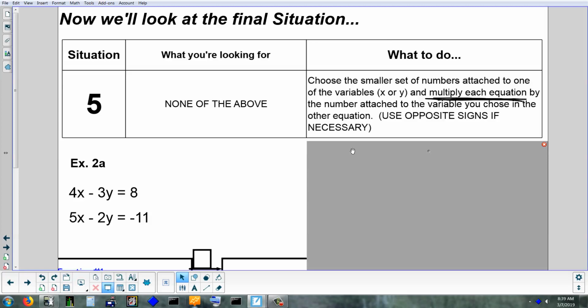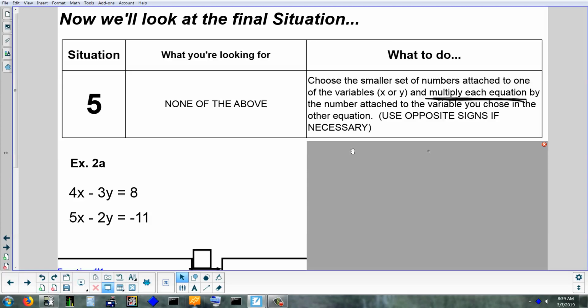So we'll choose the smallest set of numbers attached to one of the variables. Again, see which pair is smaller. If you don't pick the right pair, that's okay. You're still going to get the same answer. And like I underlined, you're going to multiply each equation by the number attached to the variable you chose in the other equation. That may seem confusing, but when we go through this one, it'll make sense.